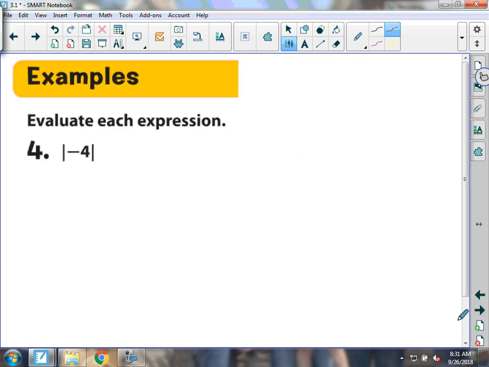Remember that, they will always be positive. So copy this down. Evaluate each expression. We have the absolute value of -4. Okay, so how far away is -4 from 0? It's 4 units. So my absolute value of -4 is 4. Again, it's always the number but positive.